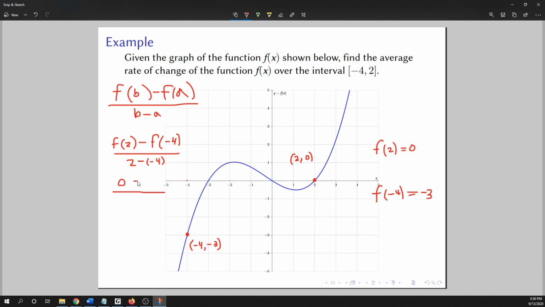So I have 0 minus a -3. Then 2 minus a -4 is the same as 2 plus 4. On top I get 0 plus 3, and on the bottom I get 6. So 3 over 6, and simplifying that out, I get 1/2 as the average rate of change.